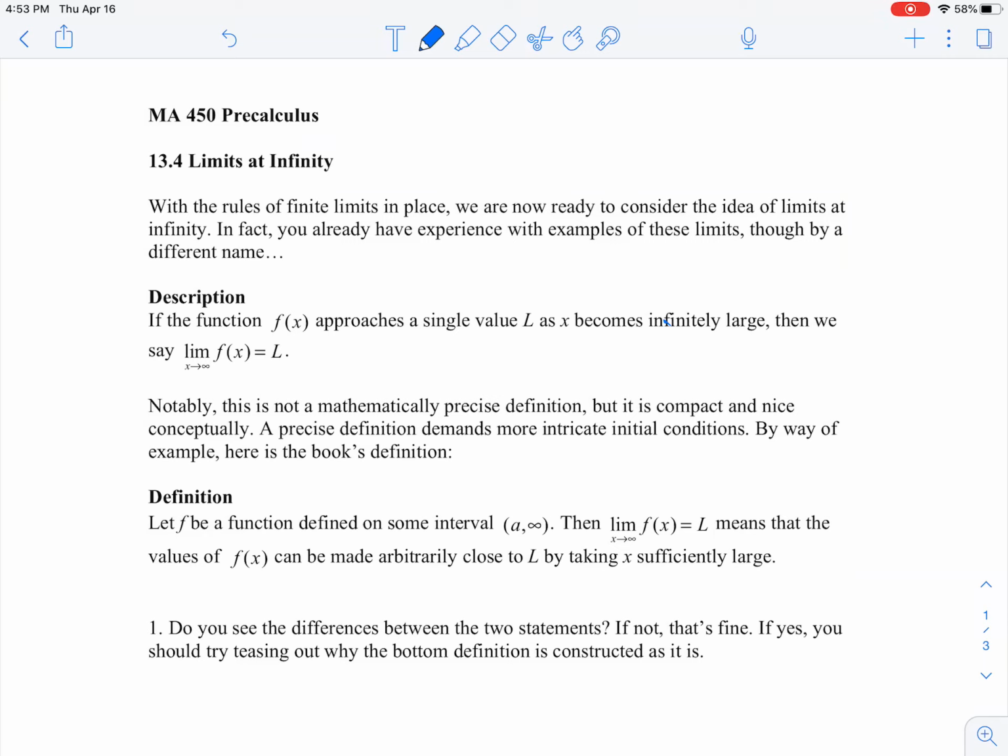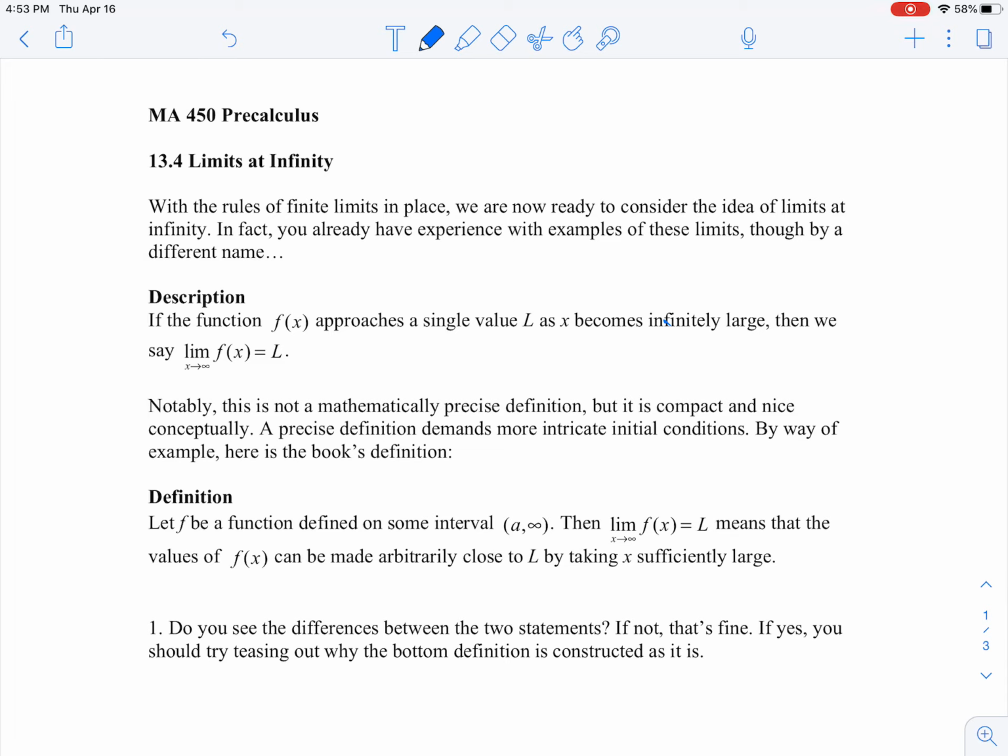13.4, limits at infinity. With the rules of finite limits in place, we are now ready to consider the idea of limits at infinity. In fact, you already have experience with examples of these limits, though by a different name. Description. If the function f of x approaches a single value L, as x becomes infinitely large, then we say that the limit as x goes to infinity of f of x is equal to L.